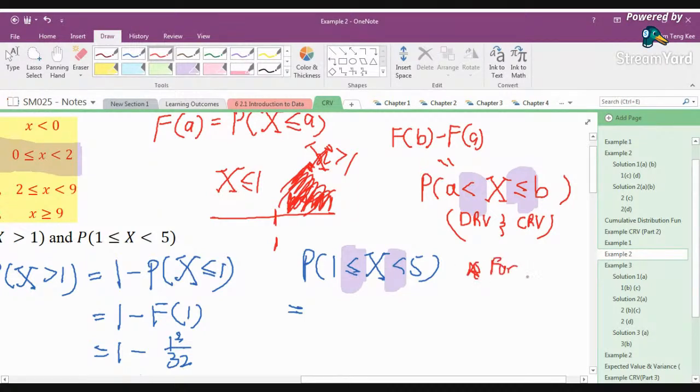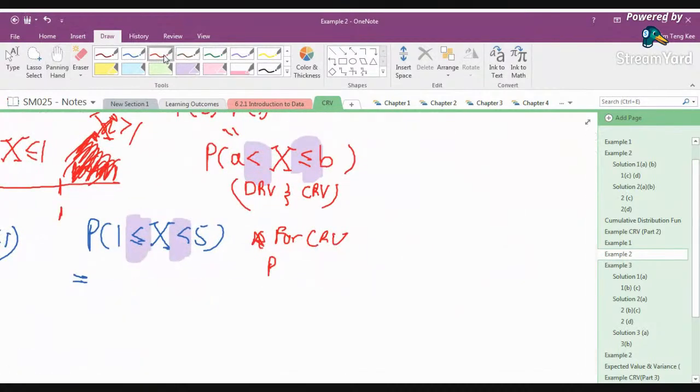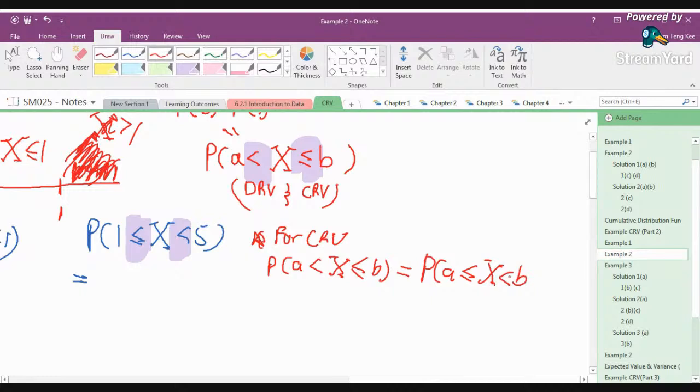For CRV, continuous random variable, you find out that P(A less than x less than or equal to B) is the same as P(A less than or equal to x less than B). No matter how you manipulate the equal sign in the inequalities here, they are referring to the same thing in continuous random variable. So in this case here, I can just make it as simple as f5 minus f1.